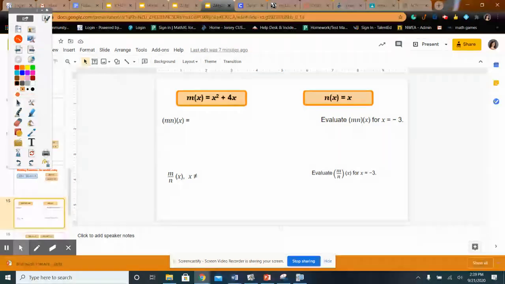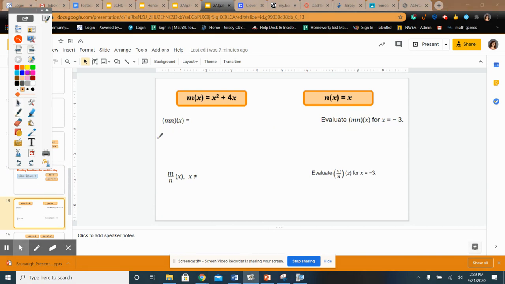Let's do some practice here. We're going to multiply m of x times n of x. So I'm going to take x times x squared plus 4x. I'm going to have to double distribute. That will be x cubed plus 4x squared.